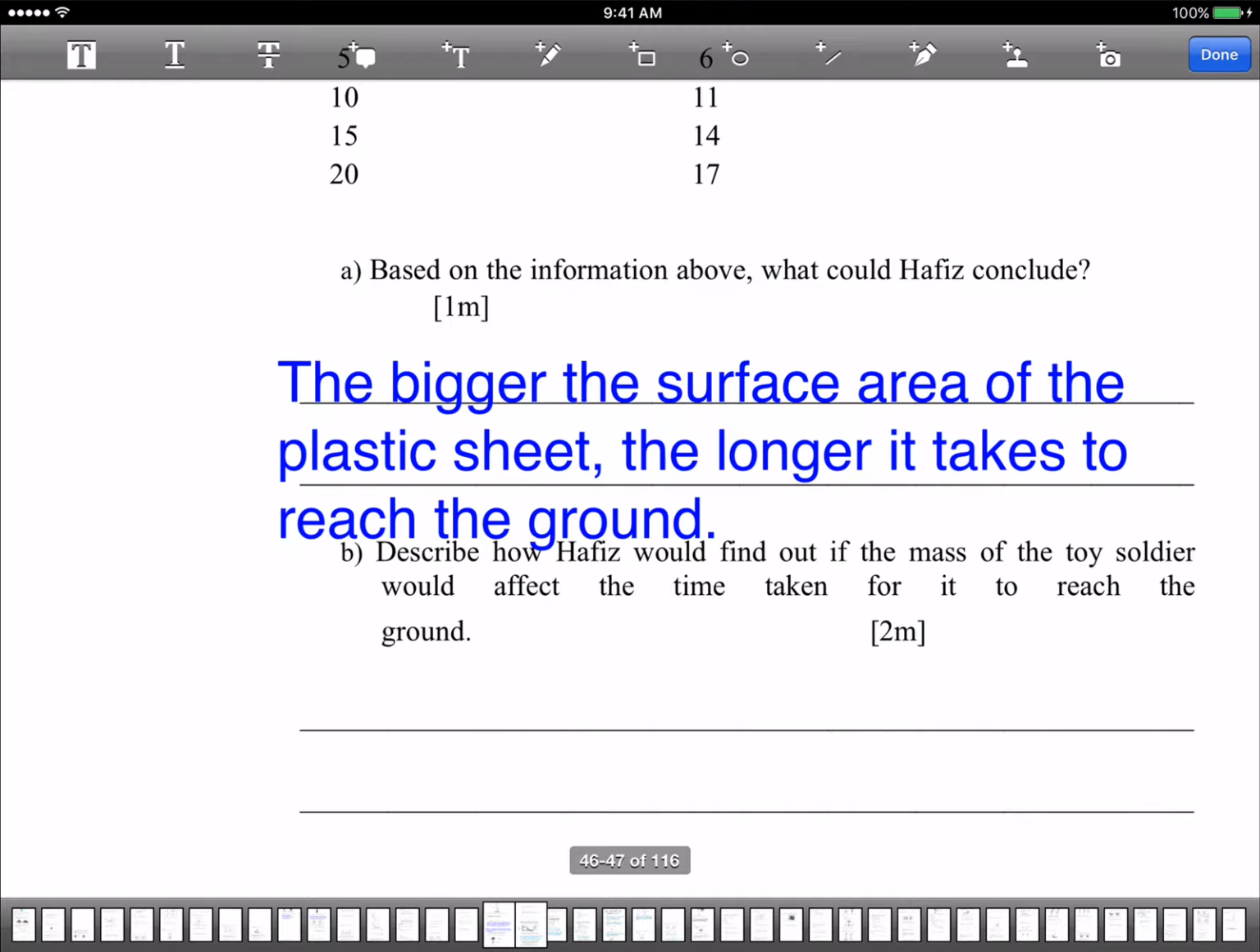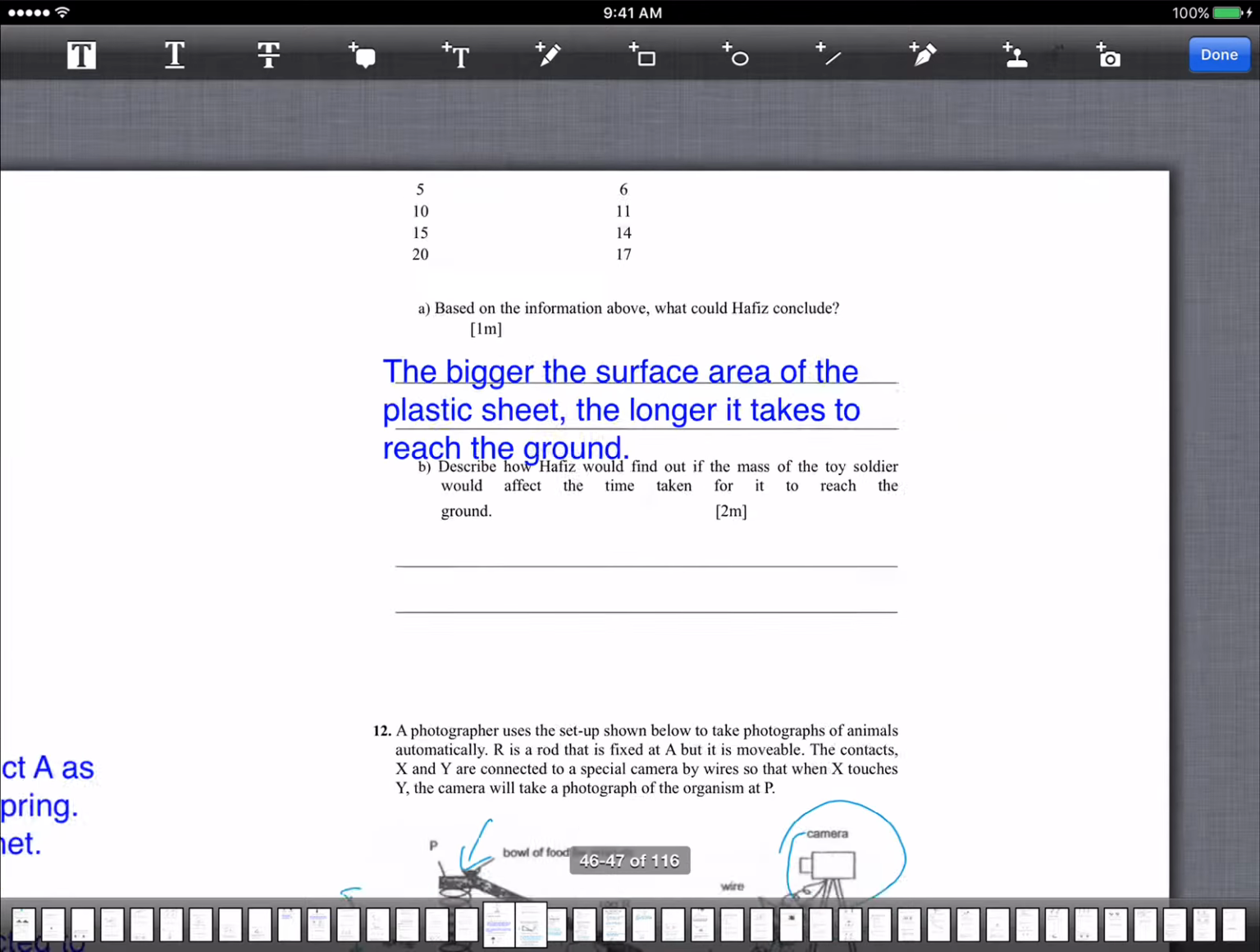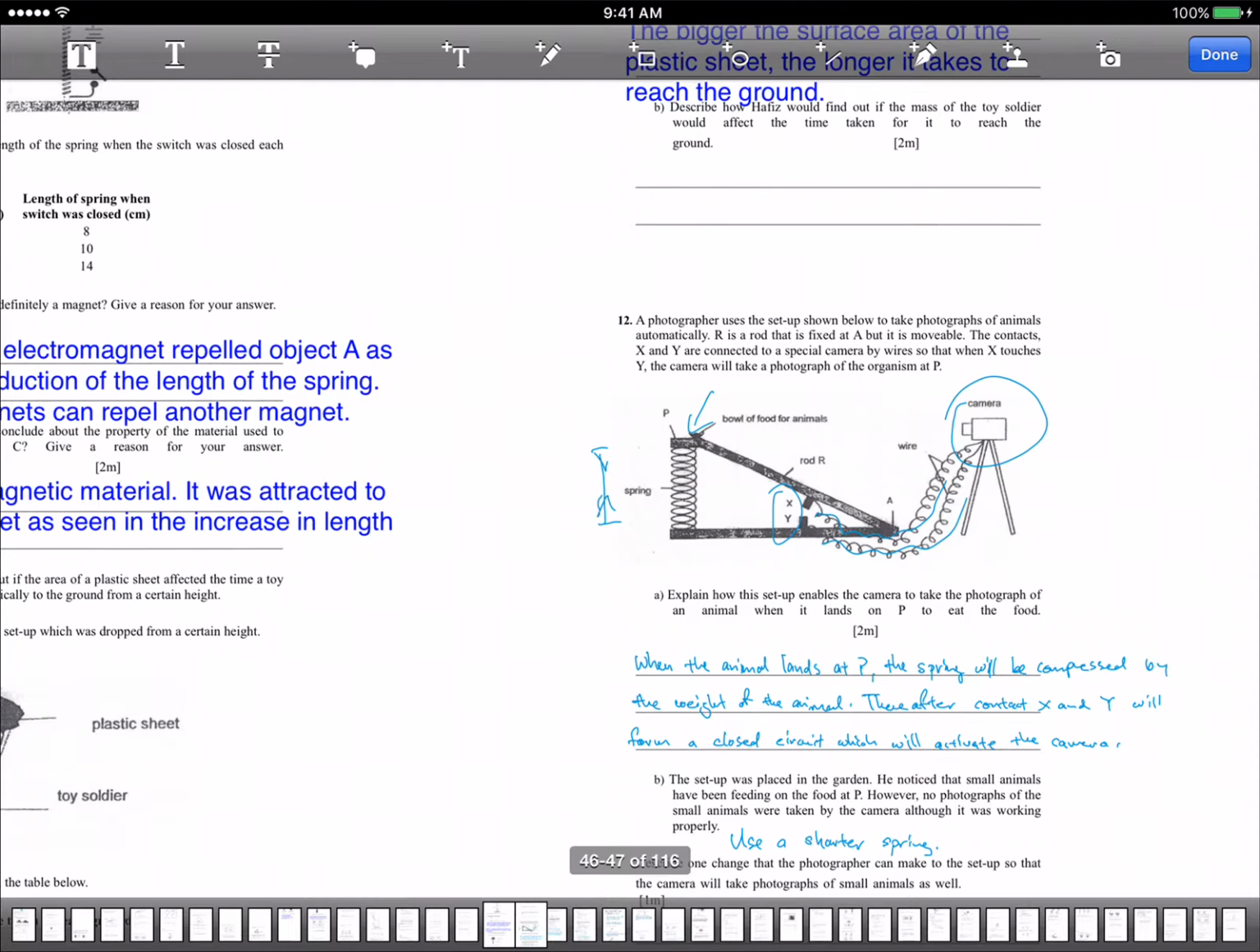But this must be the same. What must be the same? The chute length. Yeah, the area of the chute has to be the same. But use different masses and then he takes the timing, to check how it will happen. Right, next one.